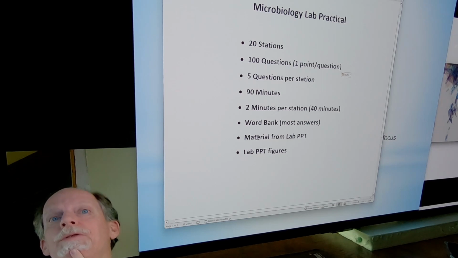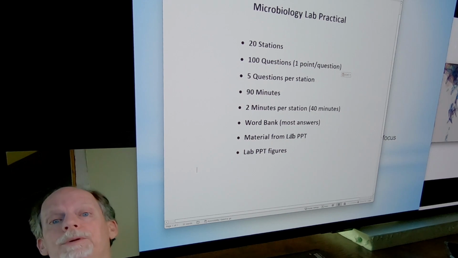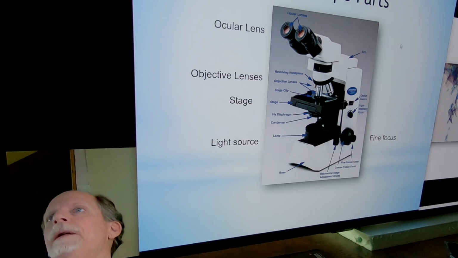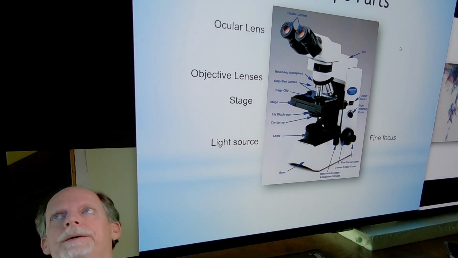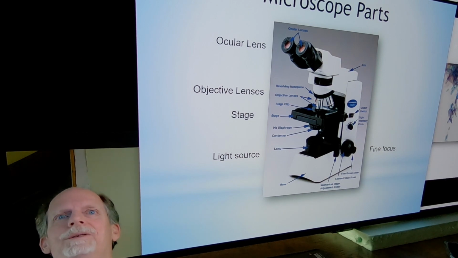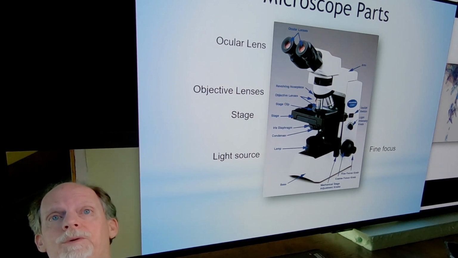If you're studying for it, use the lab PowerPoint. I also now have a PowerPoint that just contains the figures from the microbiology lab PowerPoint, and they're unlabeled. I think that's helpful. So I'm going to talk a little bit about that too. This is the lab PowerPoint, and you've used this hopefully to do all your PMP assignments and to study for quizzes for the lab.